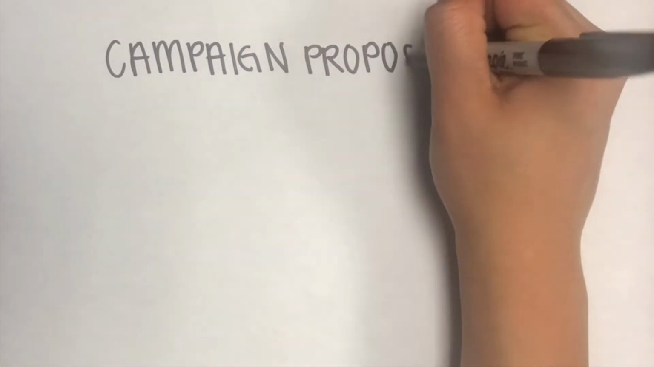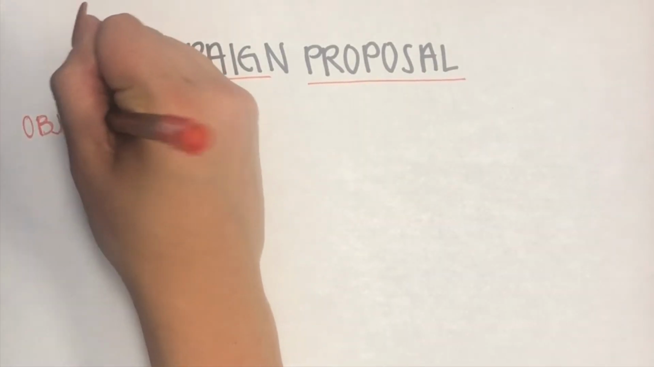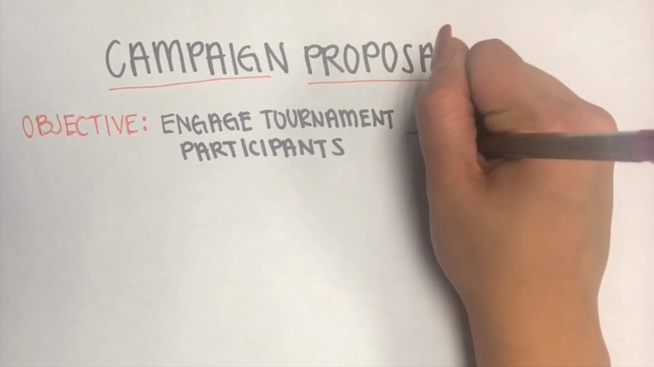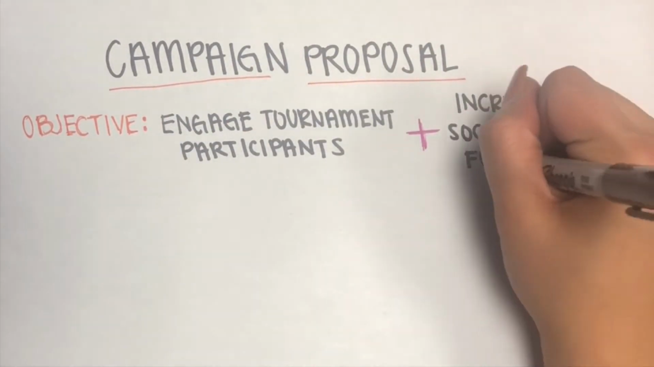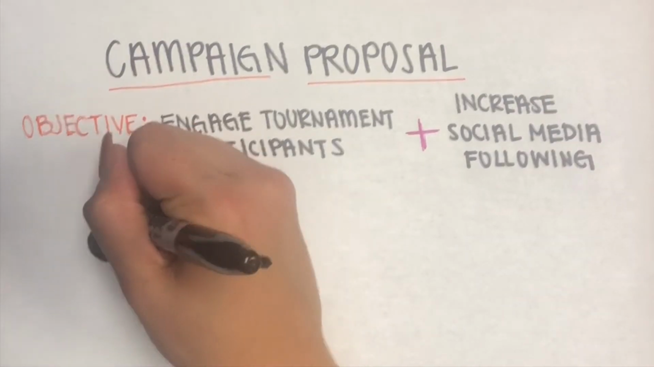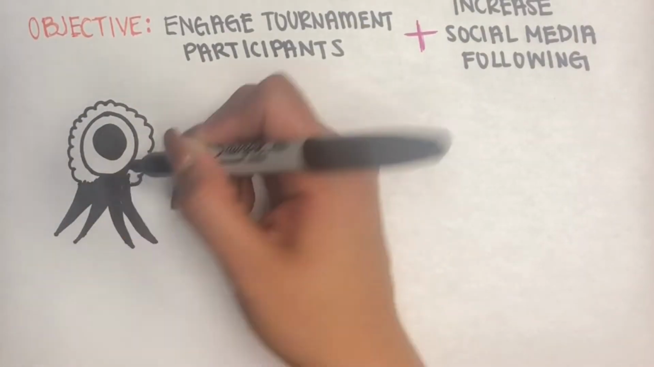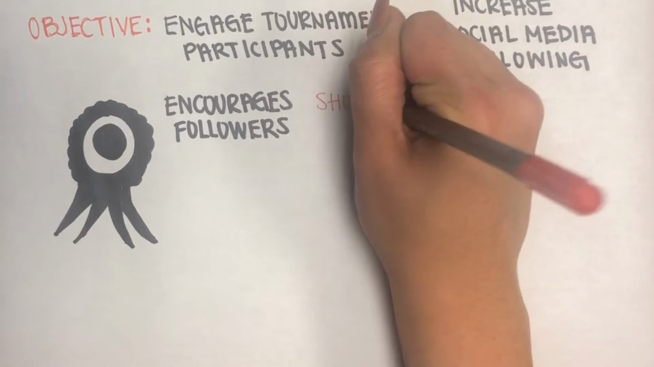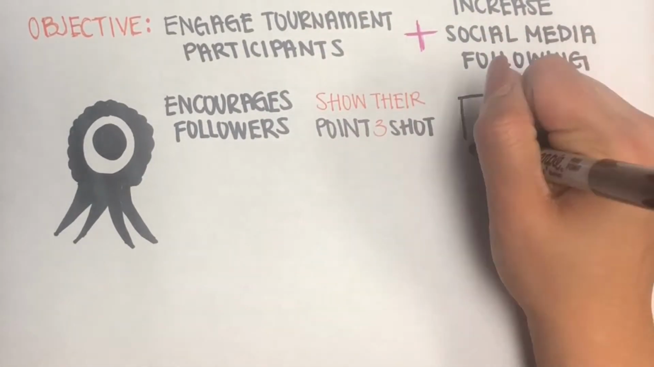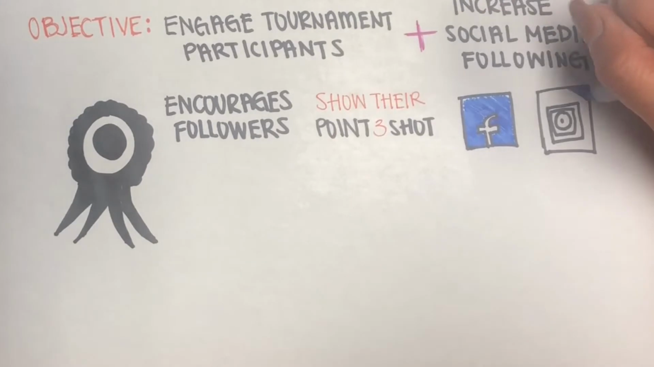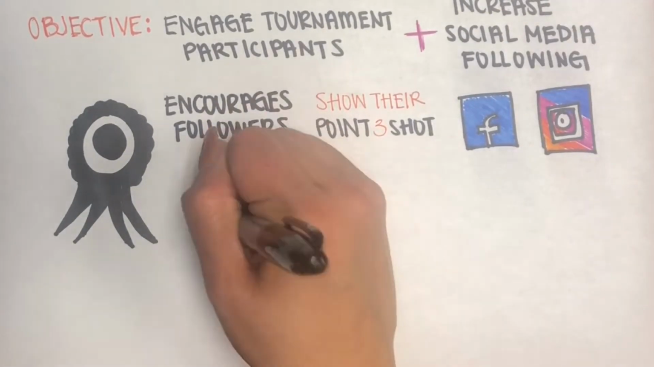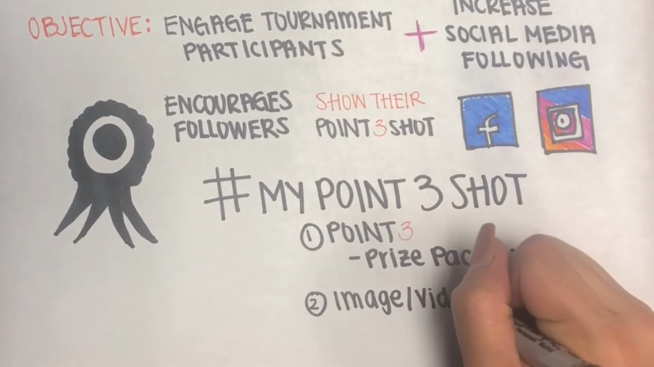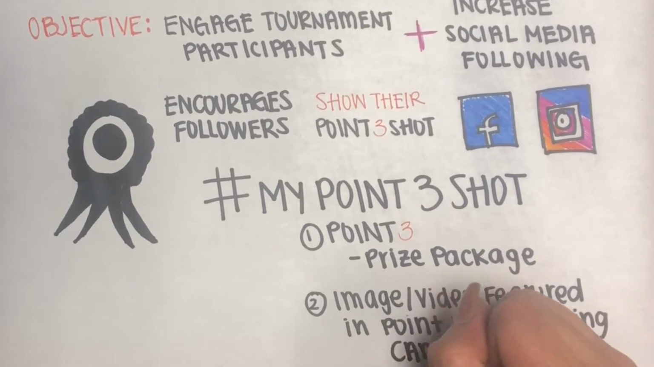So, what is the objective of this campaign? The objective of the campaign is to first engage tournament participants, and secondly, to increase social media following on all Point 3 social media platforms. It's no mystery the prizes serve as a major motivation for consumers. Utilizing a prize will encourage Point 3's followers to show their best Point 3 shot on both Facebook and Instagram using the hashtag #MyPoint3Shot. The winner will receive a prize package from Point 3, and their winning post will be used for future Point 3 marketing.